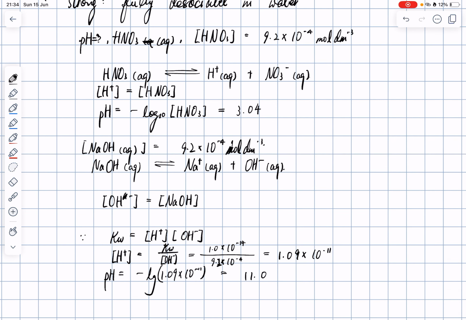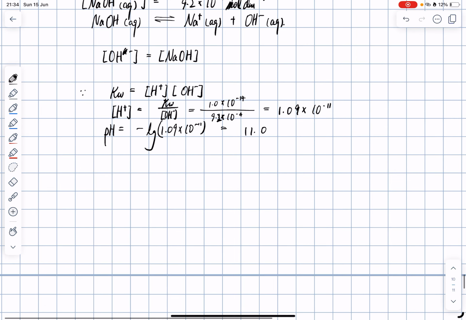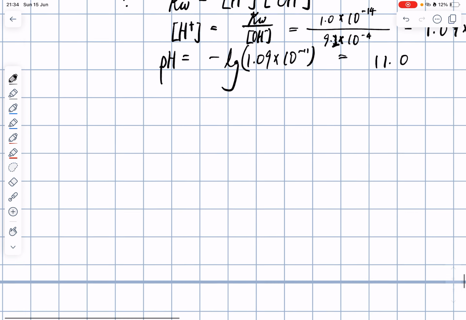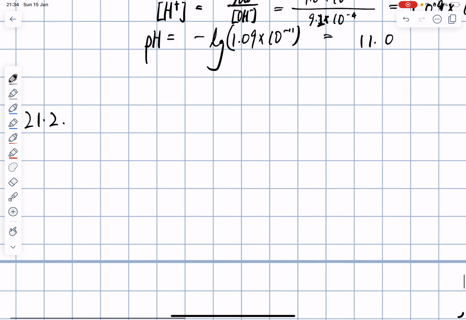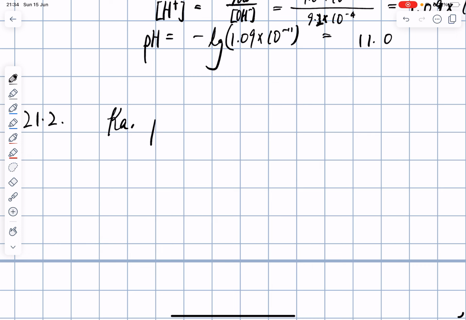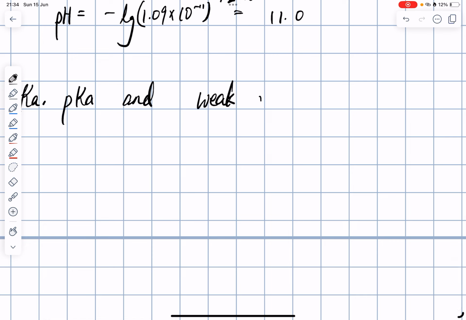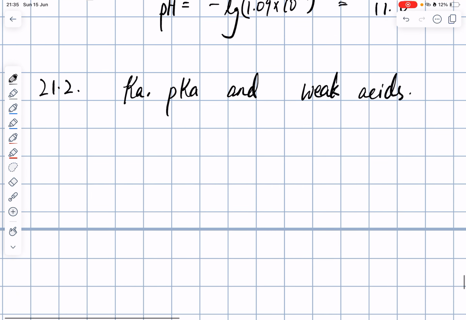So we are turning to our next section. Now we have solved the pH value problem with strong acids and strong bases which fully dissociate in water as solvent. Now we are turning to a more complicated question. It's Ka, pKa, and weak acids. Now we are gonna give you a new definition for Ka. Ka is what I mentioned before. It's the degree of dissociation of an acid or a base in solutions.